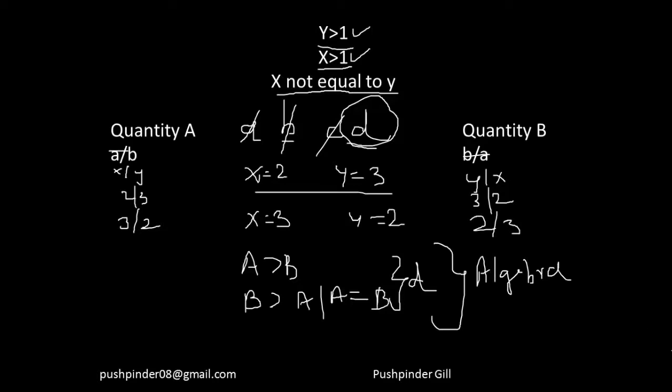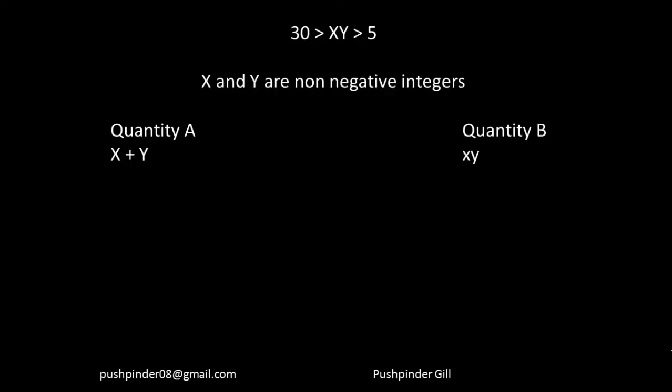Alright, let's do some questions. Before coming to the questions, let's see this question. 30 is greater than xy, which is greater than 5, and x and y are non-negative integers. Which is greater, x plus y or x into y? Again, there are four options, A, B, C, D. Now I have to just pick some values for x and some values for y.